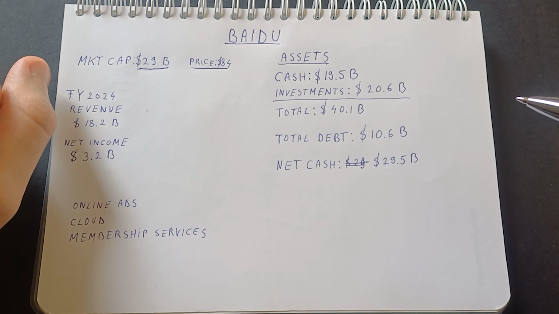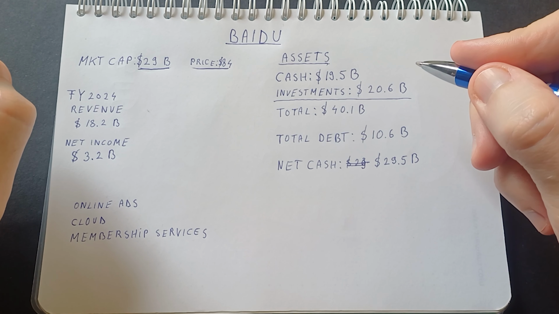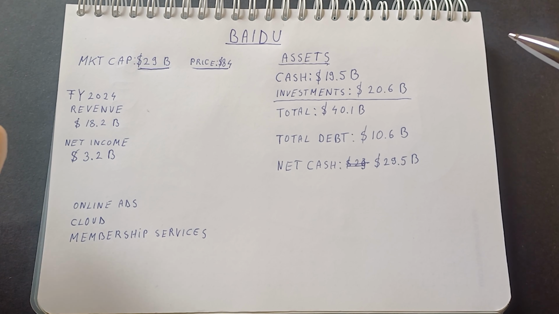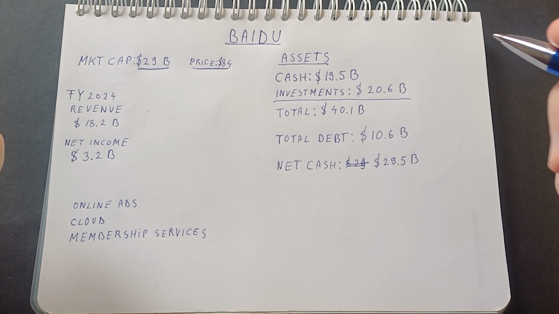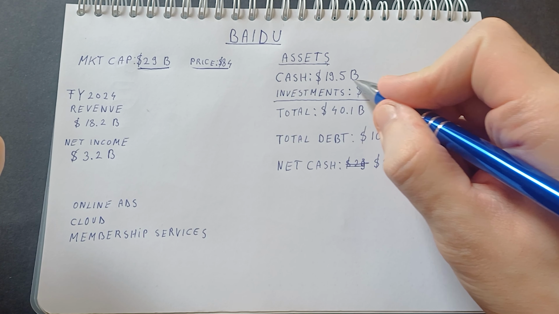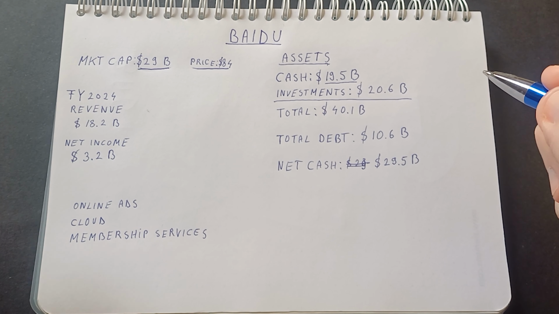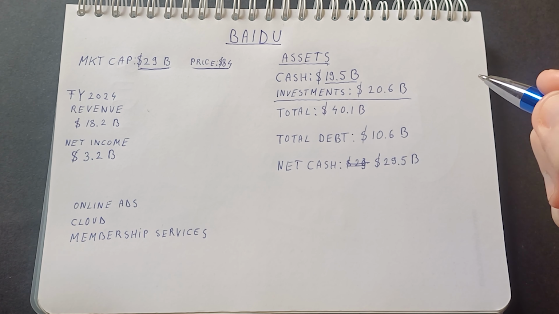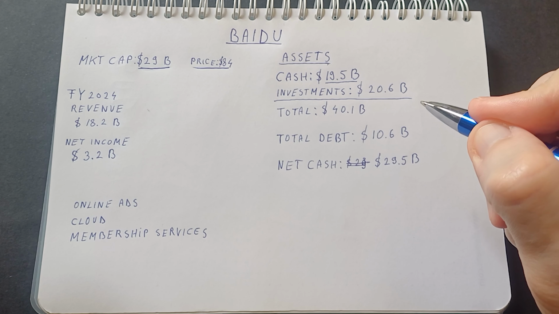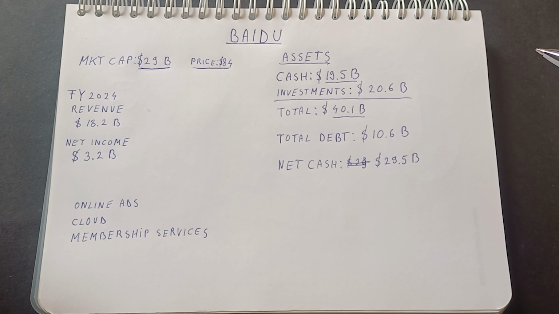And then you have to look at their assets here, and then their business. So first, let's start with their assets. If you look at their balance sheet, you can see that they have in cash $19.5 billion here. Then you also add their investments, $20.6 billion. And in total, cash plus investments, they have $40.1 billion, if you can believe this.